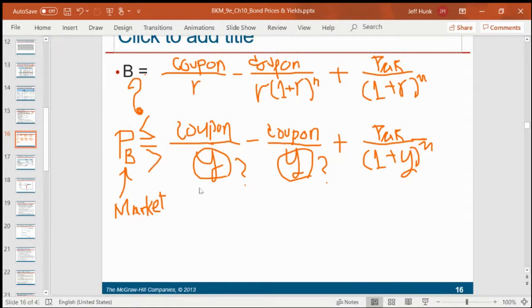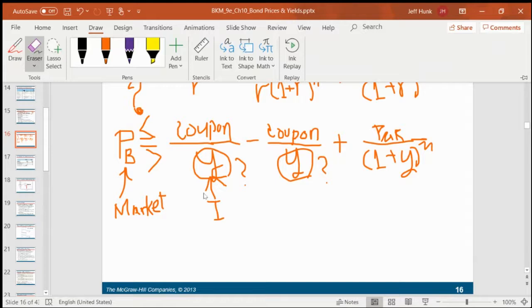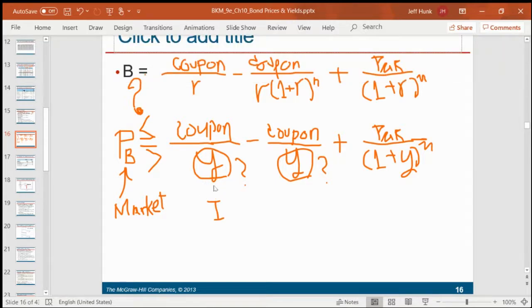Now think about it. If there's only one value that can make the right side equal to the left-hand side, the unique Y value, right, the unique discount rate that makes the right-hand side equal to the left-hand side, that's called internal rate of return, right? That's called internal rate of return.